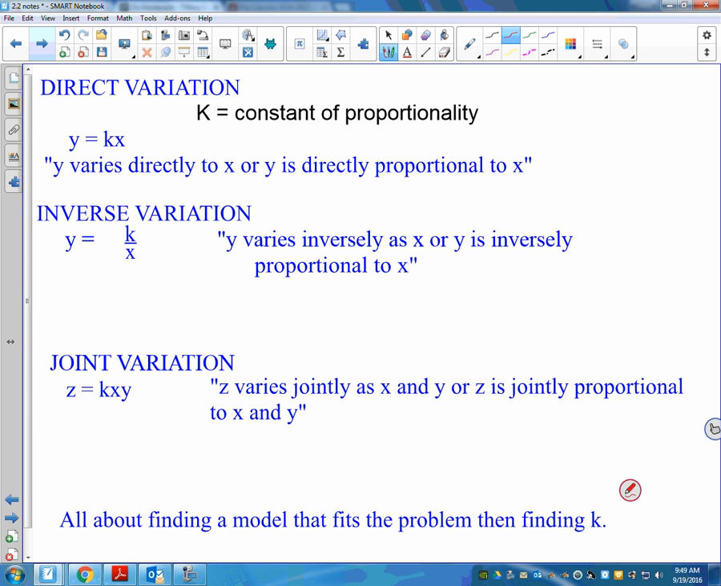So really it's all about recognizing which model it is and plugging in the right letters, because when I taught this in Algebra 2, all of them were x and y and z. But in calculus, they're going to give you things that aren't x's and y's and z's, and you have to figure out which one is which. You plug in the information, solve for k, and then you can do other stuff. Okay, ready?